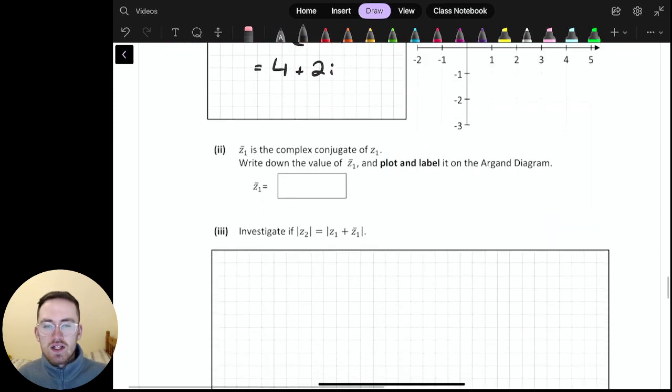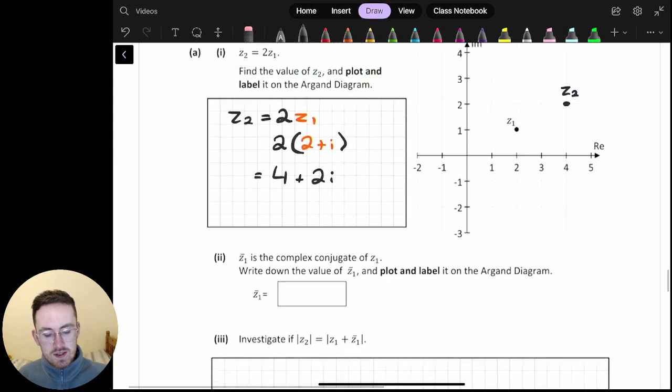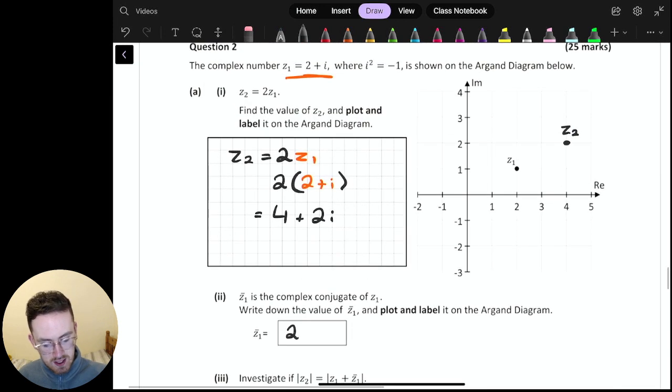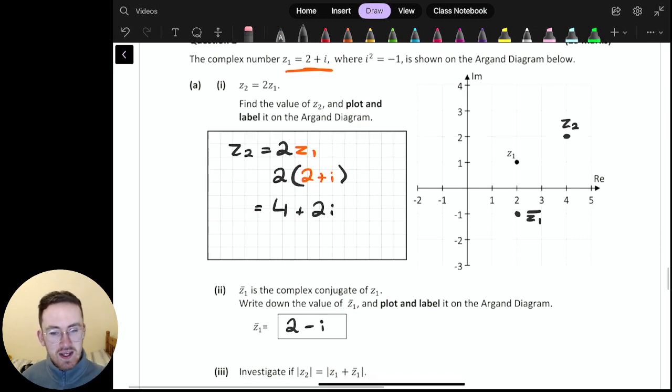z1 with the bar is the complex conjugate of z1. Write down the value, plot and label it. At this point we should remember, for the complex conjugate we change the sign of the i part, so it becomes 2 minus i. And it is actually the reflection of the previous one in the real axis.